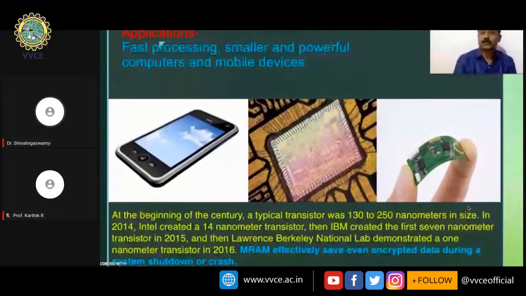So we are achieving greater speeds. Not only the speed aspect, even in memory devices, it could be RAM or ROM, we are using this nanotechnology. This magnetic RAM effectively saves even encrypted data during a system shutdown or crash. Suppose there is an accident. If this ROM crashes, you cannot restore the data. But these magnetic RAMs, which are created with the help of nano, are flexible. You can bend them. So they are not affected even by a crash. So such materials are developed and they are already in use. They are in the market.